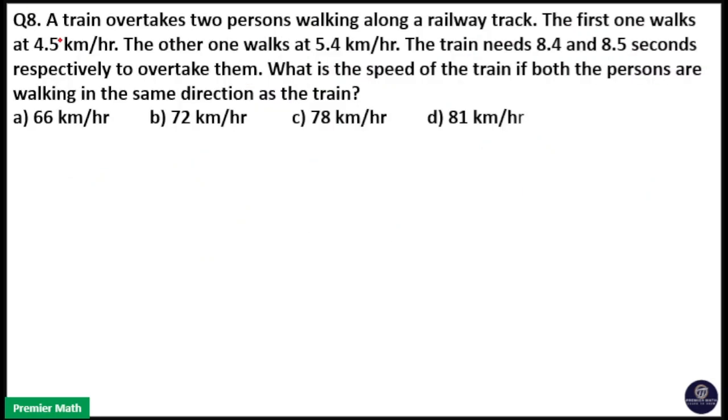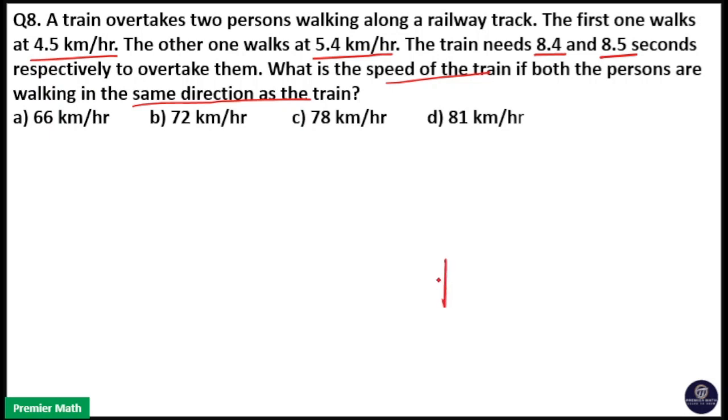Next is question number 8. A train overtakes two persons walking along a railway track. The first one walks at 4.5 km per hour and the other one walks at 5.4 km per hour. The train needs 8.4 and 8.5 seconds respectively to overtake them. What is the speed of the train if both the persons are walking in the same direction as the train?